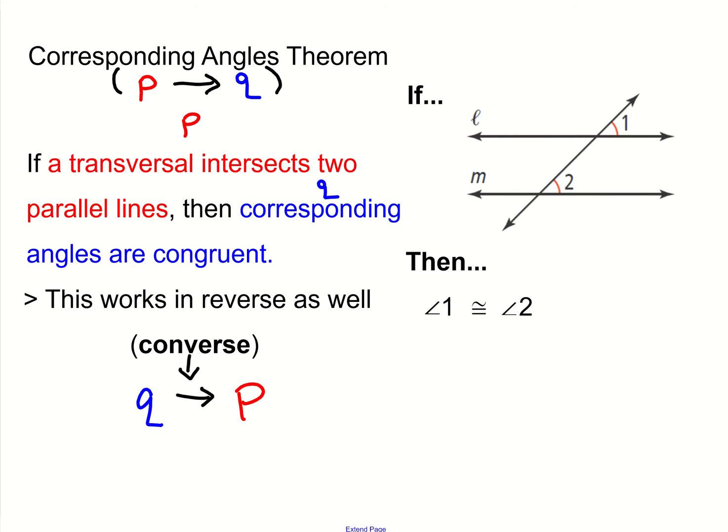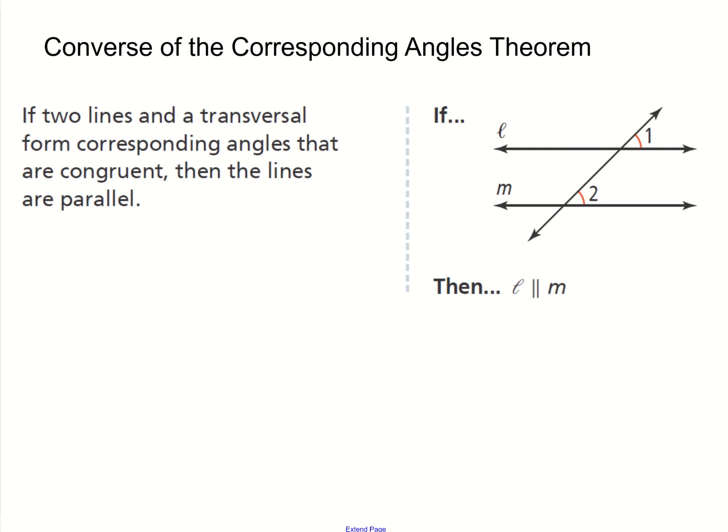So that means that if the corresponding angles are congruent, then a transversal intersects two parallel lines. So basically, if the angles are the same, then you have two parallel lines. And that's known as the converse of the corresponding angles theorem. If two lines and a transversal form corresponding angles that are congruent, then the lines are parallel.